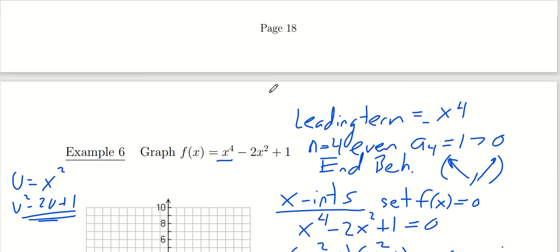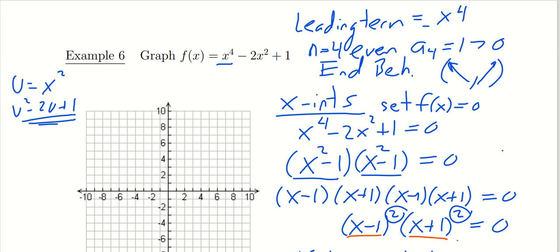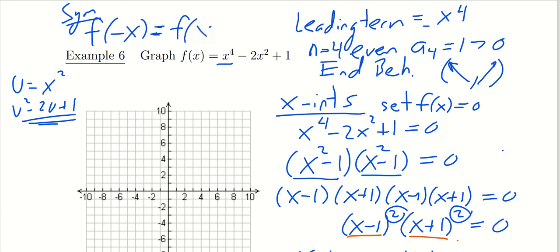And if we wanted to investigate a little bit more, this graph is actually going to be even. If you check for symmetry, I'm not going to show the work. I'll leave that up to you. We did this in the last section. But f of negative x is equal to f of positive x. So f is even, which means we're going to have a y-axis symmetry here.